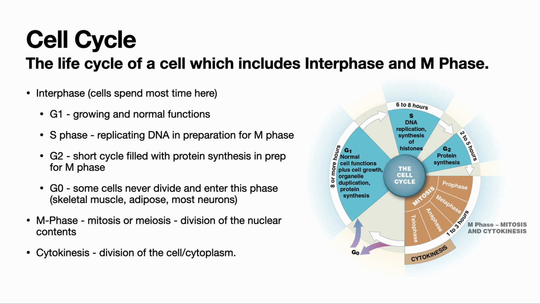Now you'll also notice on this slide something called G0. This is a phase that only some cells enter because they never divide, so they don't need to be going through this cycle. They just go into this extra special phase called G0. So things like skeletal muscle, neurons, your fat cells, most of these cells never divide, and so they don't ever need to enter S phase, so they just hang out in G0 instead.